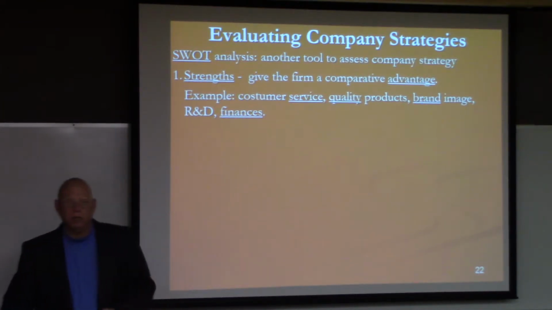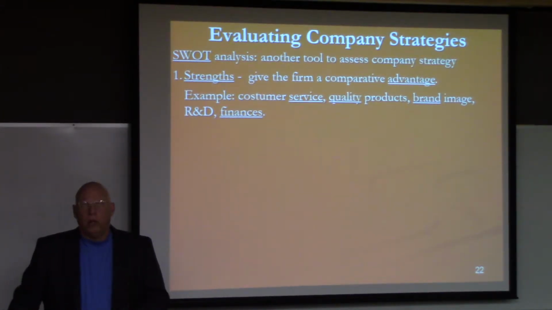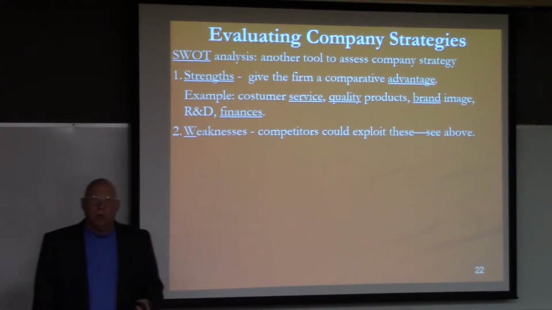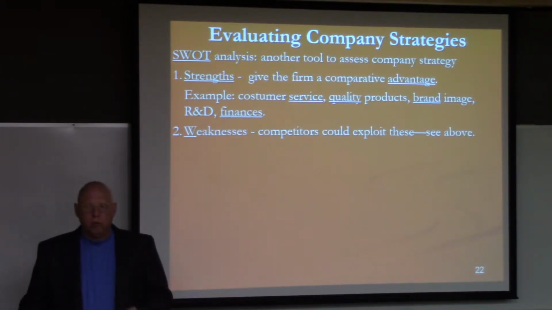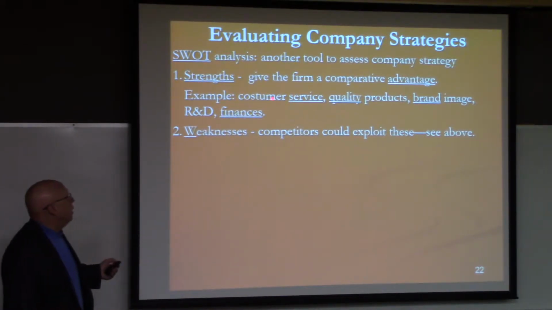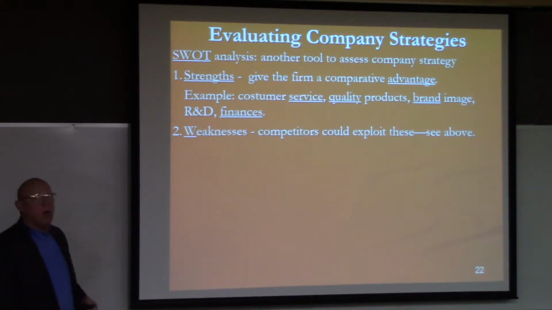Examples of strengths include customer service, quality products, brand image, research and development, finances. These are things that you look for in a company that give a company a comparative advantage. Weaknesses, okay, what are some things that competitors could exploit? And so look at all these things that we just mentioned up here, and you ask yourself, is the company vulnerable to competition in any of these areas? And we can all think of companies that do these things well and that do not do these things well, okay?